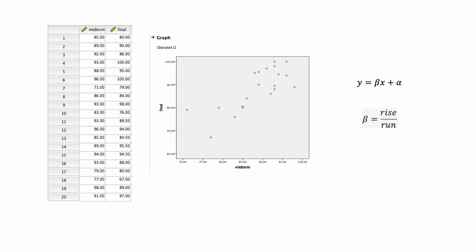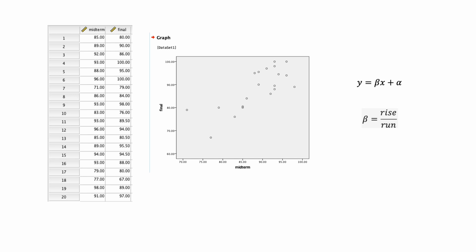In statistical notation, it's a little bit different, but it means the same thing. So in statistical notation, we have a dependent variable y equal to Greek letter beta. Beta is our slope. Once again, we used m in algebra. We're going to use beta for our slope in statistical notation, times some variable x plus alpha, Greek letter alpha.